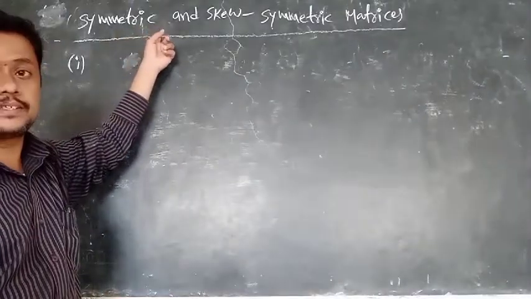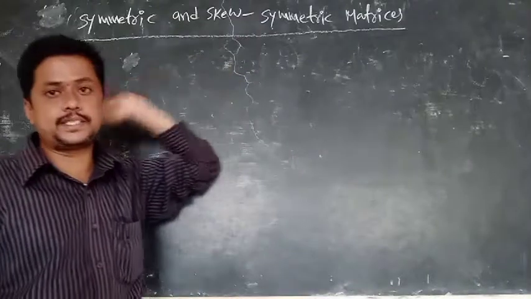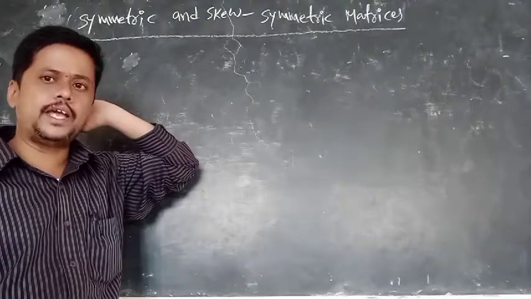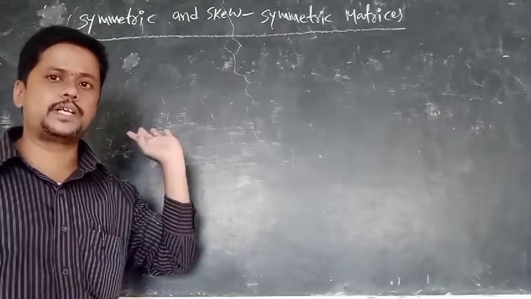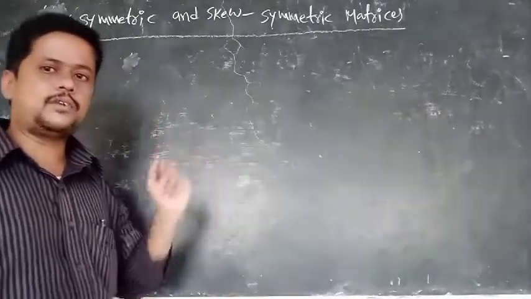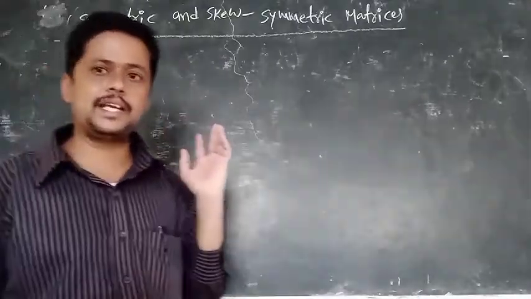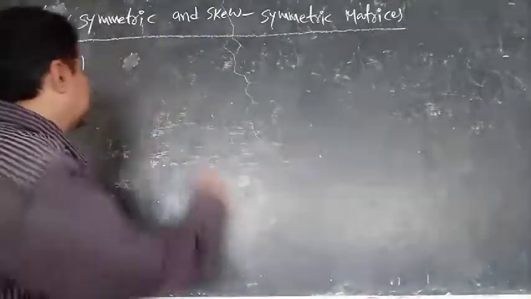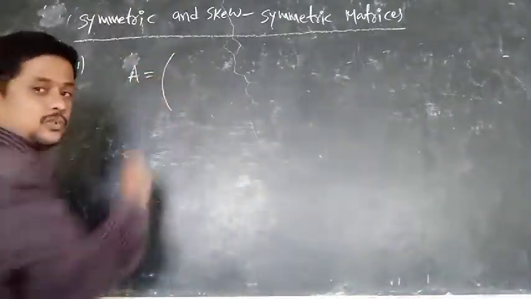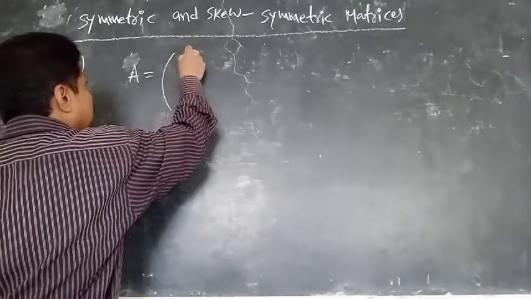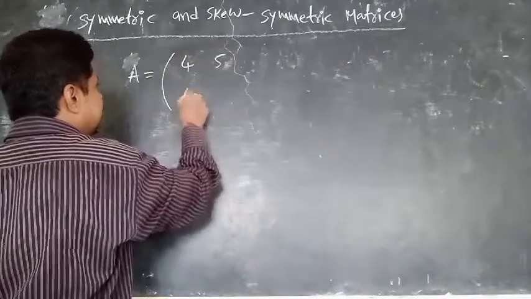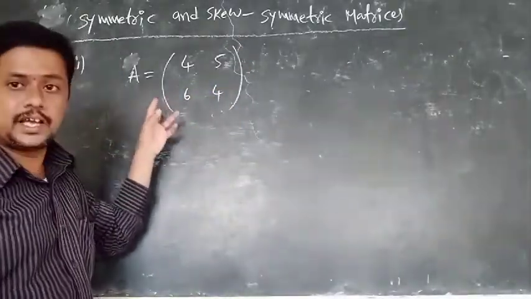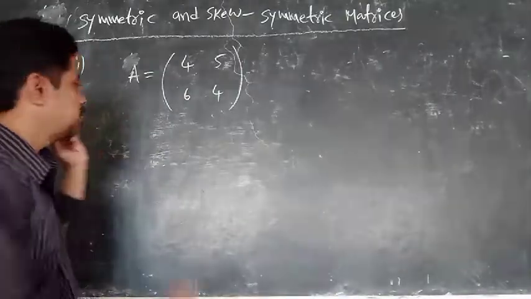Symmetric matrix and skew symmetric matrices. So when can we tell that a matrix is symmetric or skew symmetric? Let us consider one example. By using one example, we can clearly know whether it is symmetric or not. Let us take this one: 1 4 5 6 4. First we have to do the transpose for this matrix.